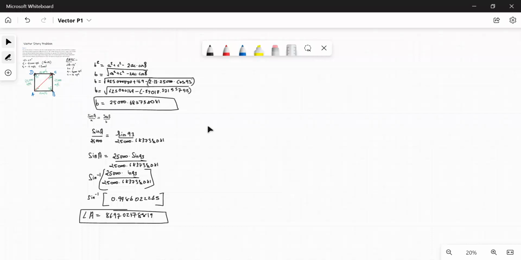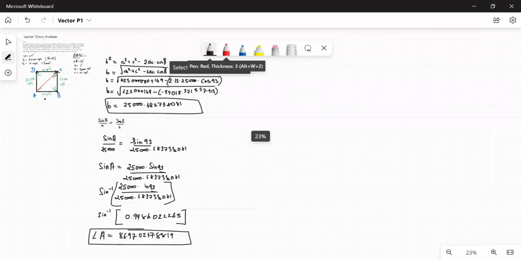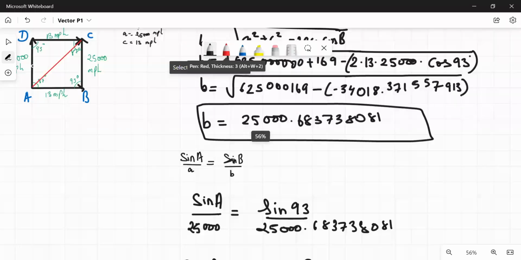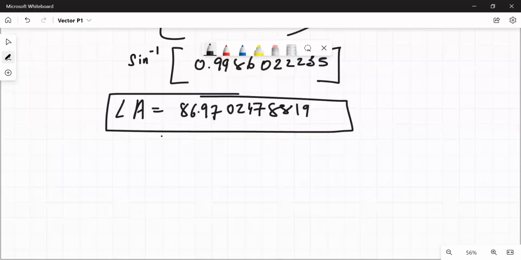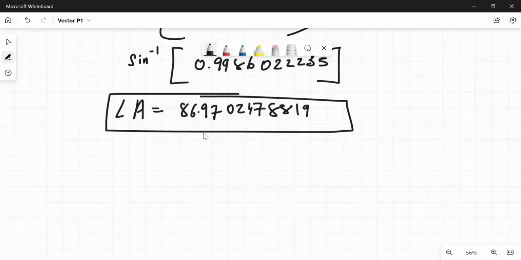Alright everyone, so now we are back again to the vectors problems part 2 and part 3. So let's start it. In vector part 1 we found out that the resultant angle A turned out to be 86.970247888.9, aka 86.97 degrees. Now I made a little bit of change over there.